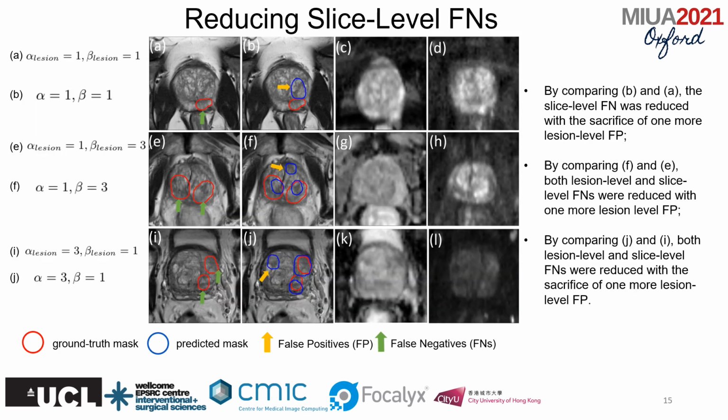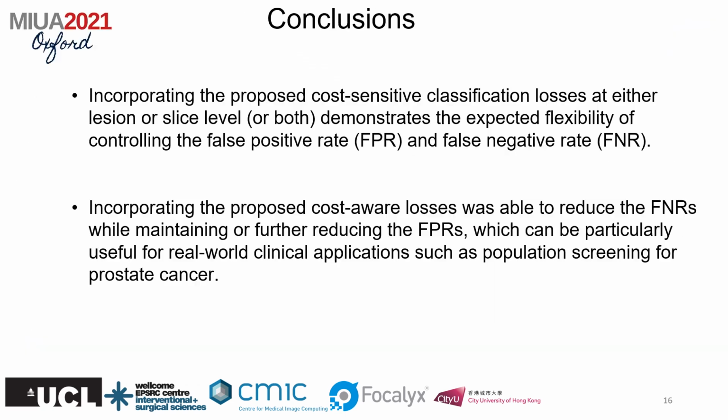The slice level false negatives are validated to have been reduced with the slice level classification loss incorporated. For example, by comparing B and A, the slice level false negatives were reduced with the sacrifice of one more lesion level false positive. By comparing J and I, both lesion level and slice level false negatives were reduced with the sacrifice of one more lesion level false positive.